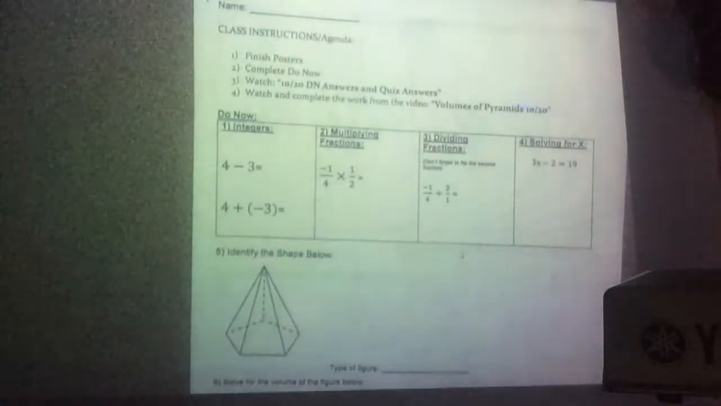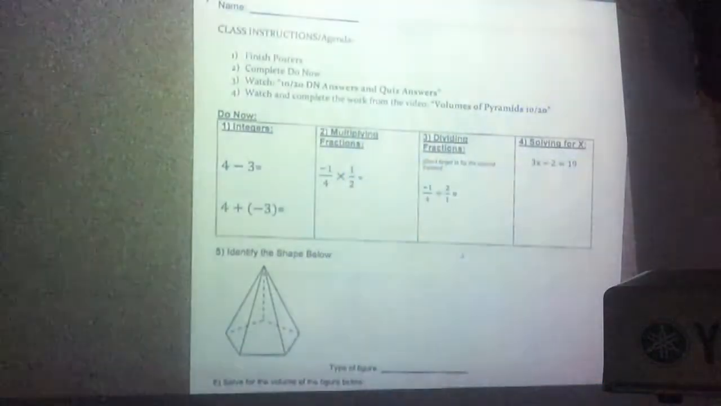Morning, everyone. It's a little dark, but I think it's the best way to see the screen. I'm going to go over the do now and then also the quiz from last week. So can you see this? Okay.